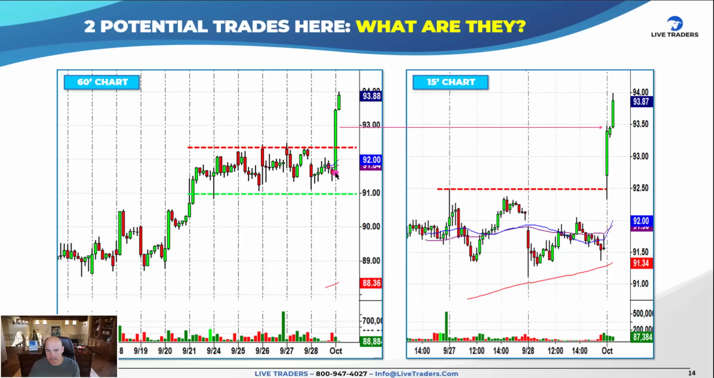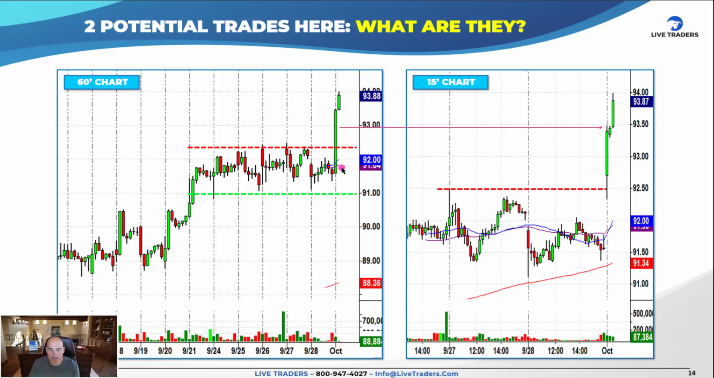So note, this is the 60-minute chart. Now, to be fair, I want to be clear here. Some of you are going, but Jared, it's at 92.25 here, but over here it's at 91. My 60-minute chart starts at 9 a.m., not 9:30. That's why you're seeing a discrepancy between this here at 91.50 and this here at 92.25. So some of this is pre-market.